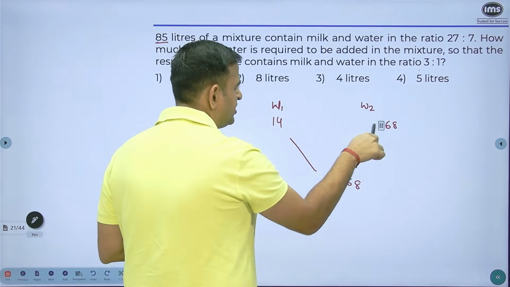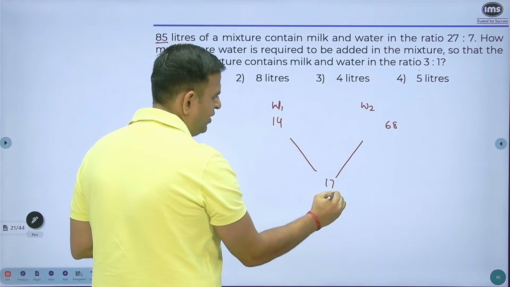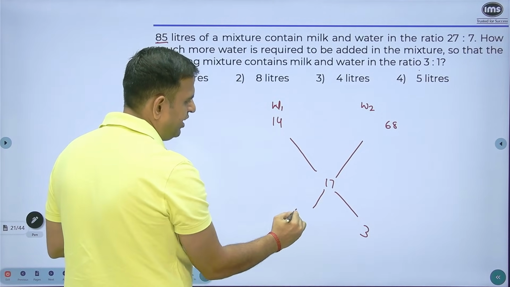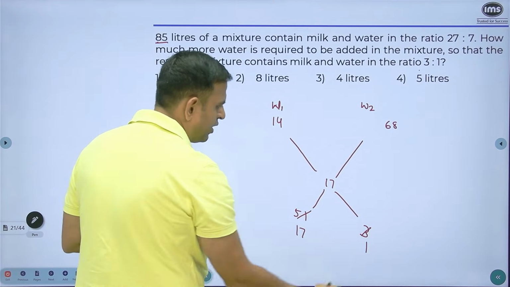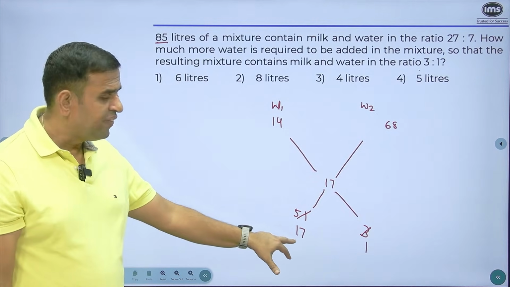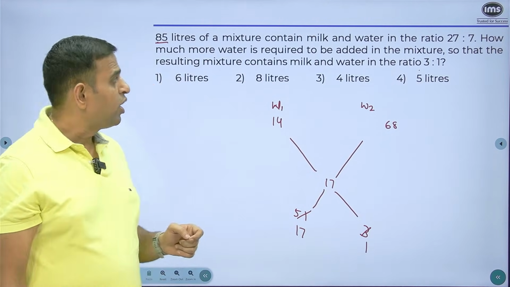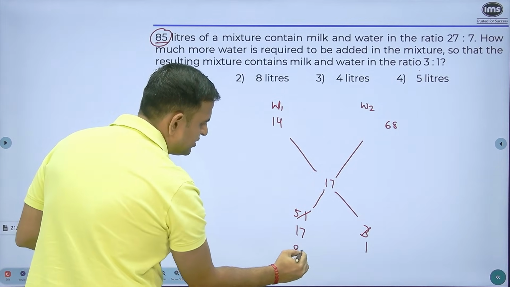This part will remain 68. This part will become 17. This is 3. And this basically will become 51. And this ratio becomes, one can say, 17:1. What does that mean? If my initial mixture was of 17 liters, I should have put 1 liter of water in it. But what we know is that initially we had 85 liters.